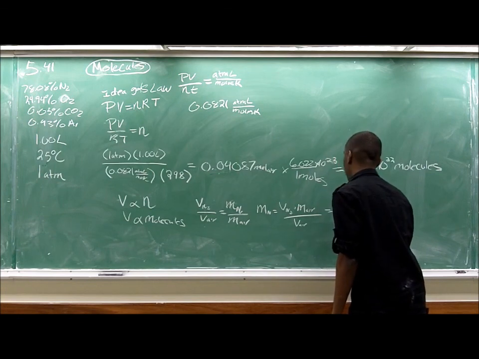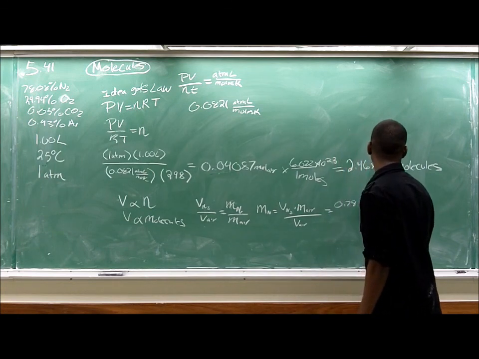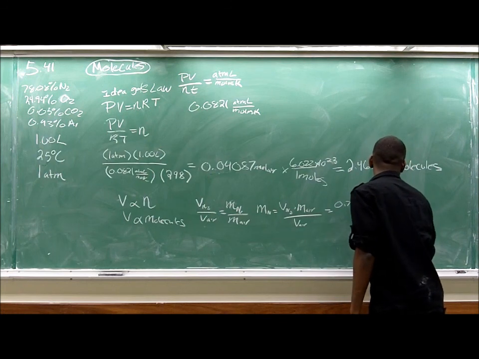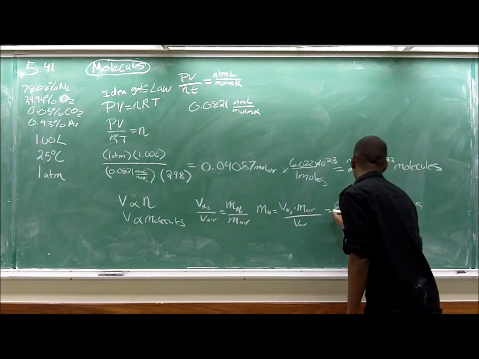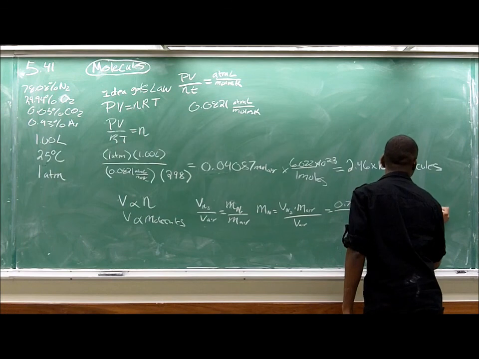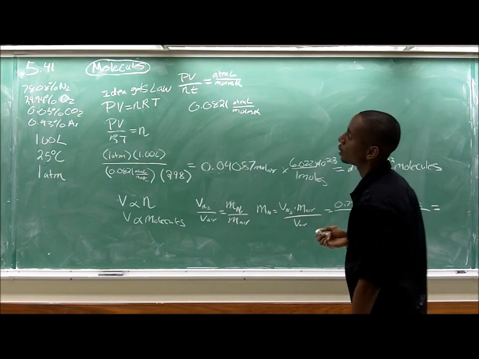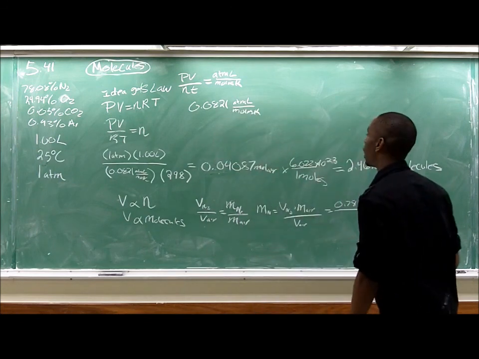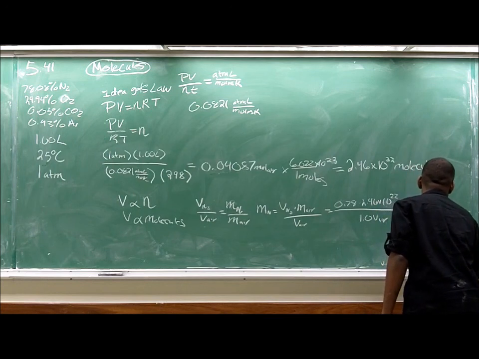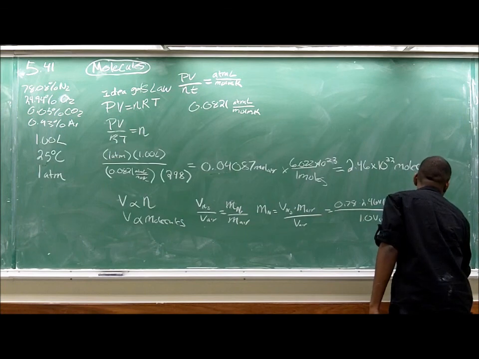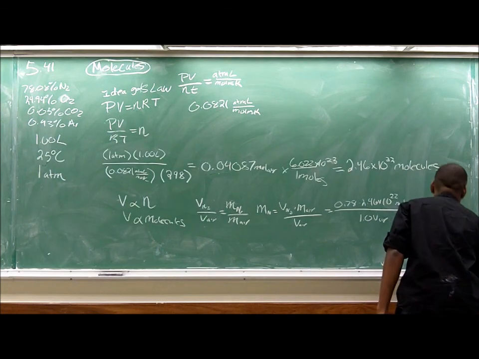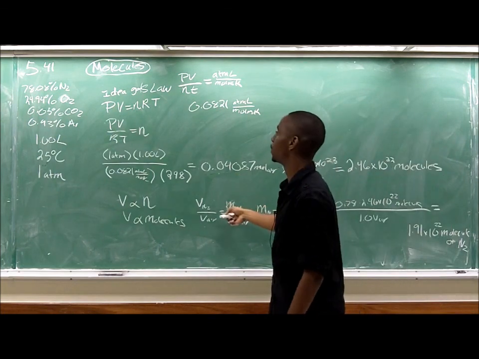So 0.78 times the number of molecules of air, which is 2.46 times 10 to the 22nd molecules, all over 1.0 volume of air, which should give you 1.91 times 10 to the 22nd molecules of nitrogen. And you use the same procedure to solve for each one.